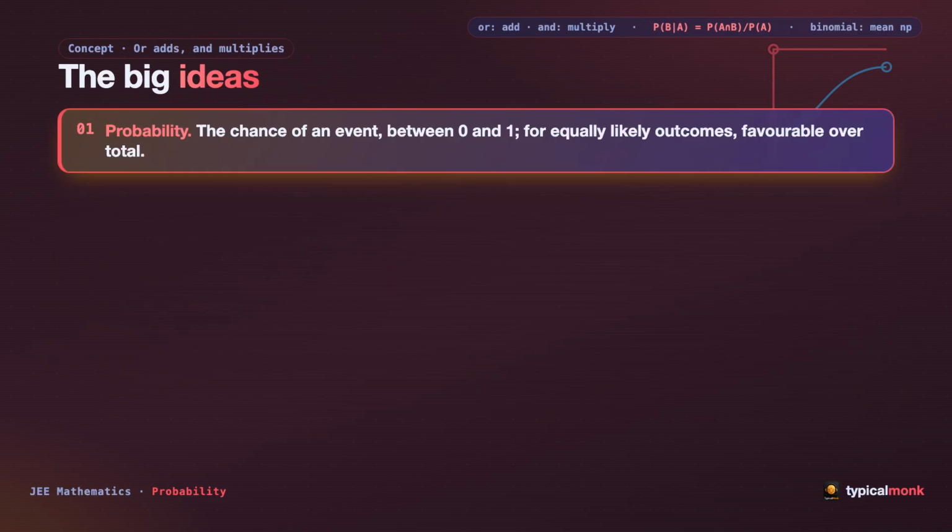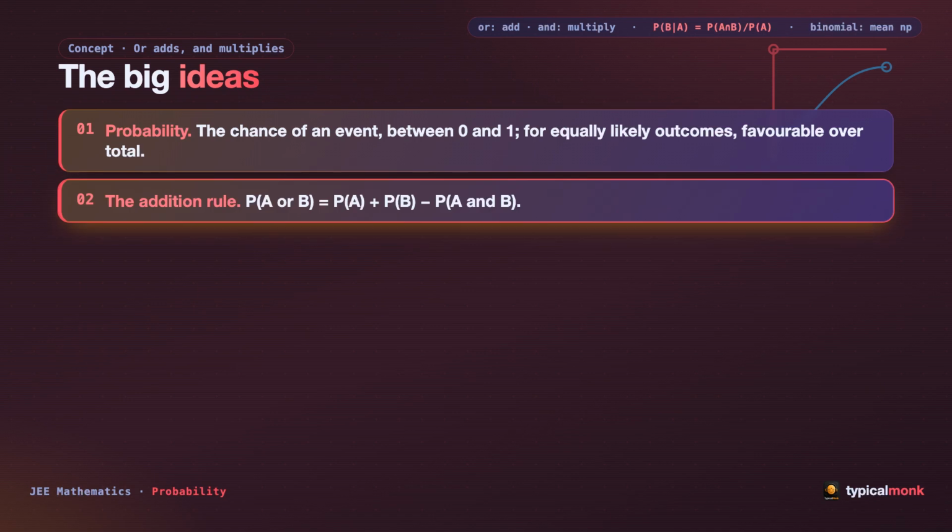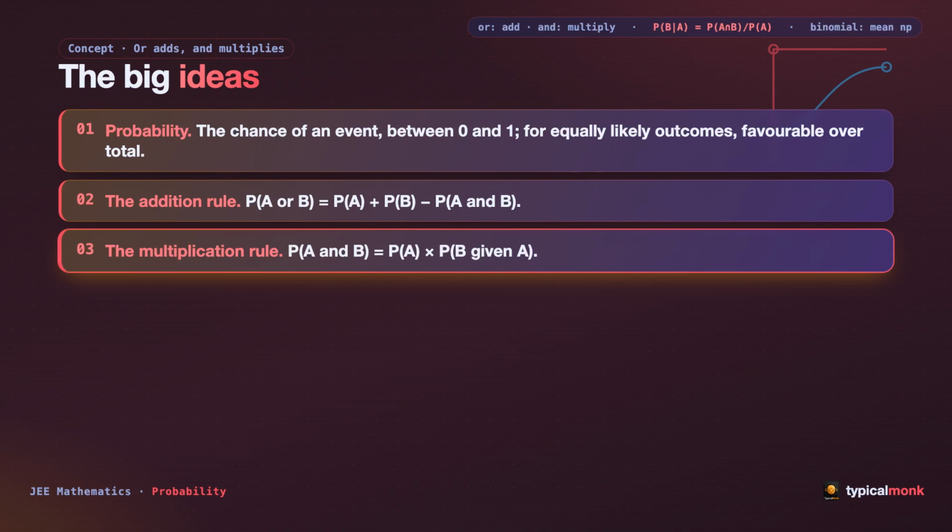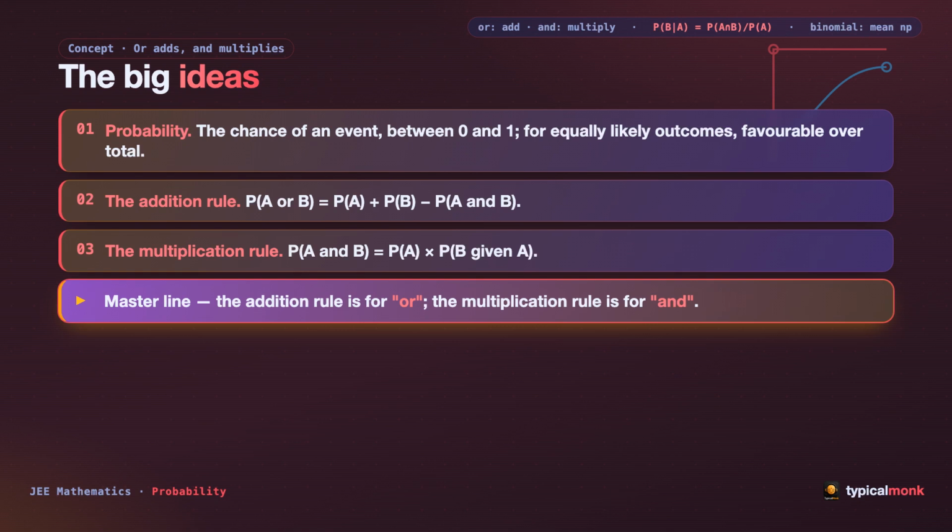Five ideas run this whole chapter. Look at them together first. Probability. The chance of an event is always between 0 and 1, and for equally likely outcomes, it is the favorable outcomes over the total. The addition rule: P of A or B equals P of A plus P of B minus P of A and B. The multiplication rule: P of A and B equals P of A times P of B given A. Master line: the addition rule is for OR. The multiplication rule is for AND.